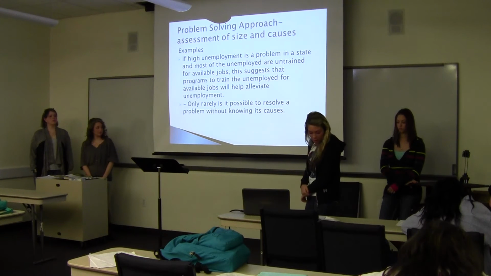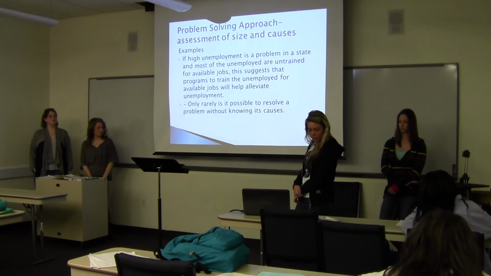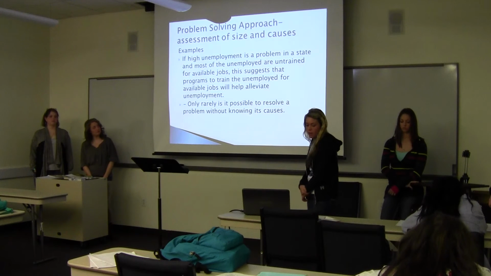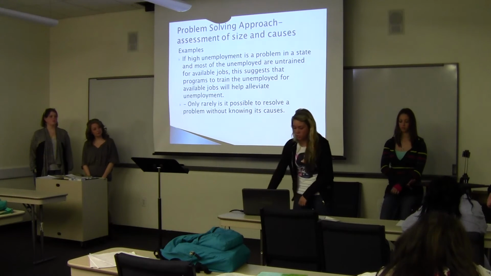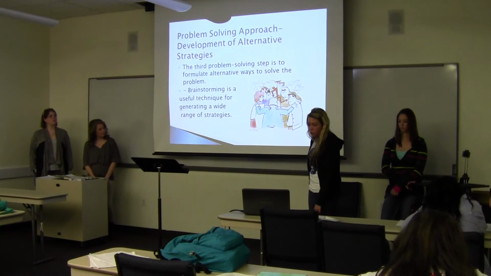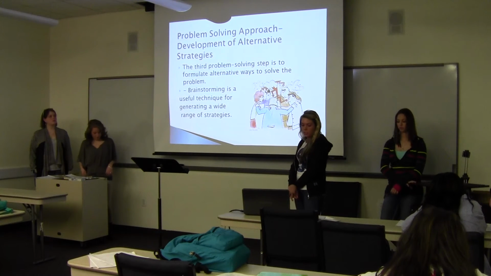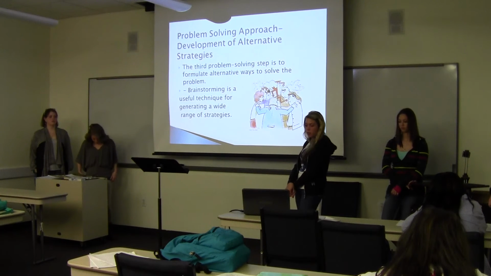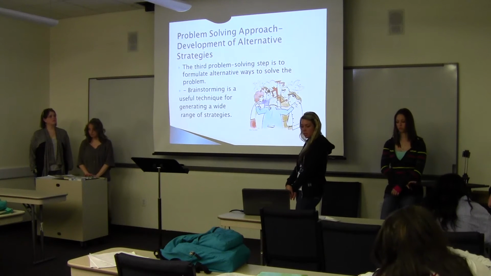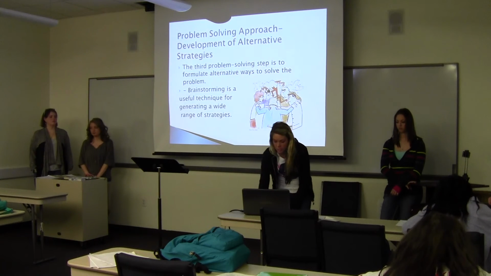So an example of that, it would be some urban renewal projects have rebuilt blighted areas without knowing all of the causes that led to the deterioration of housing and living conditions. Development of alternative strategies. The third problem solving step is to formulate alternative ways to solve the problem. Brainstorming is a useful technique for generating a wide range of strategies.